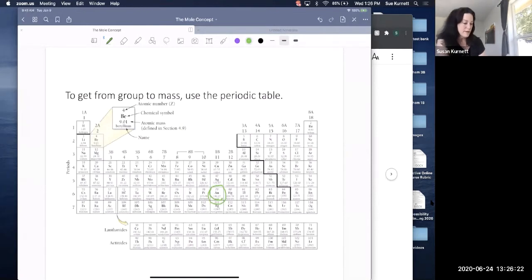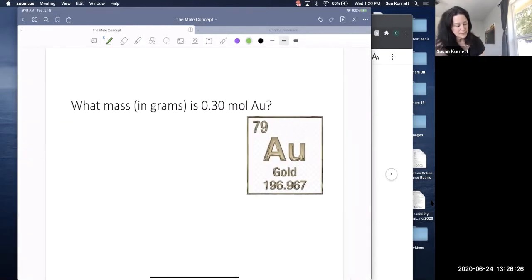So I need to find gold, and a value on the periodic table. So here's gold. And this value can be interpreted two ways. It could be 196.967 atomic mass units per atom, or 196.967 grams in the whole group.